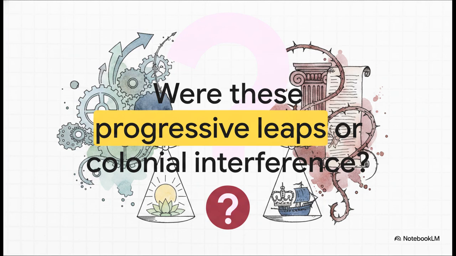Which leaves us with a provocative final question to ponder. When we look at this century of legislation, were these laws purely progressive social leaps that modernized a nation, or should they also be viewed as tools of colonial interference that overstepped their boundaries? It's a complex, dual-natured legacy that historians still debate today.